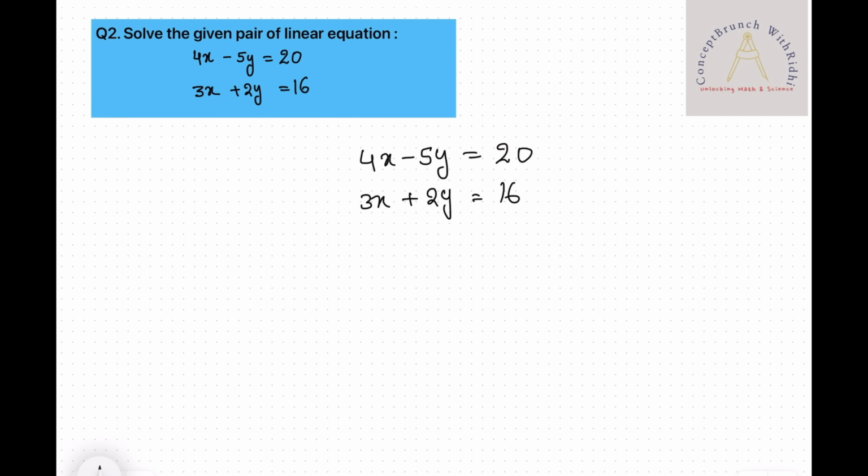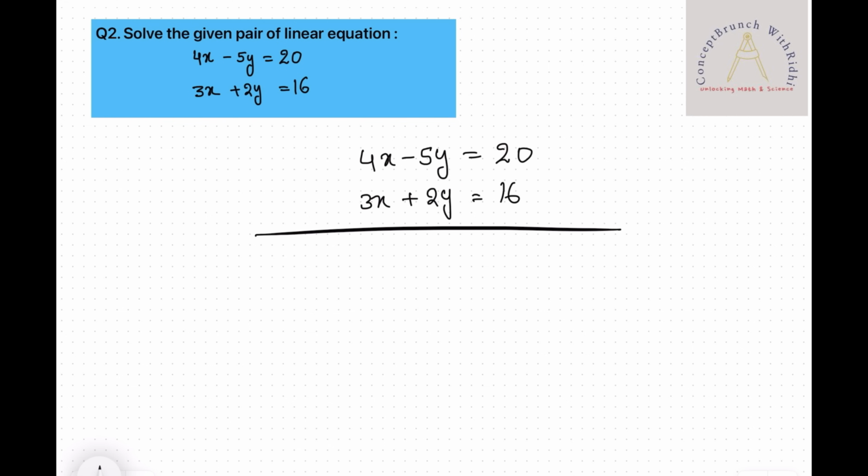Since nothing is mentioned here about substitution or elimination, we can do it either way. So if nothing is given, we can use the elimination method. What tactic can we apply here? You can see for y there is a negative value, and in the second equation it is positive. So we can easily cancel plus and minus, right?